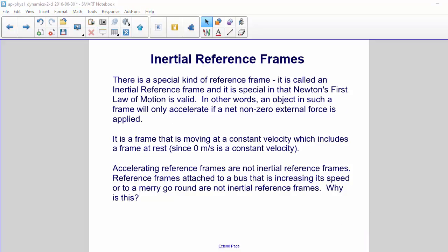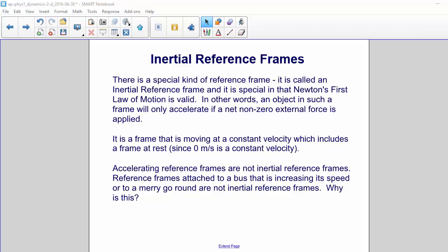There is a special kind of reference frame. It's called an inertial reference frame, and it is special in that Newton's first law of motion is valid. In other words, an object in such a reference frame will only accelerate if a net non-zero external force is applied. It's a frame that is moving at a constant velocity, which includes a frame at rest, since 0 meters per second is a constant velocity.